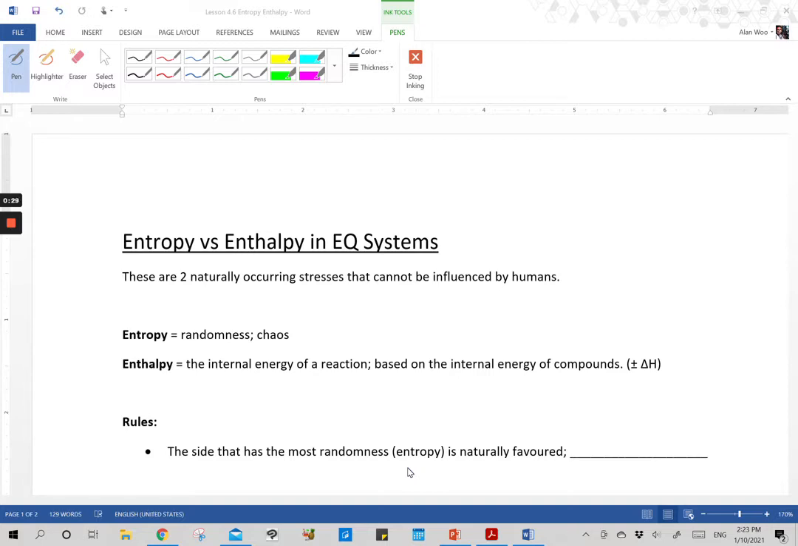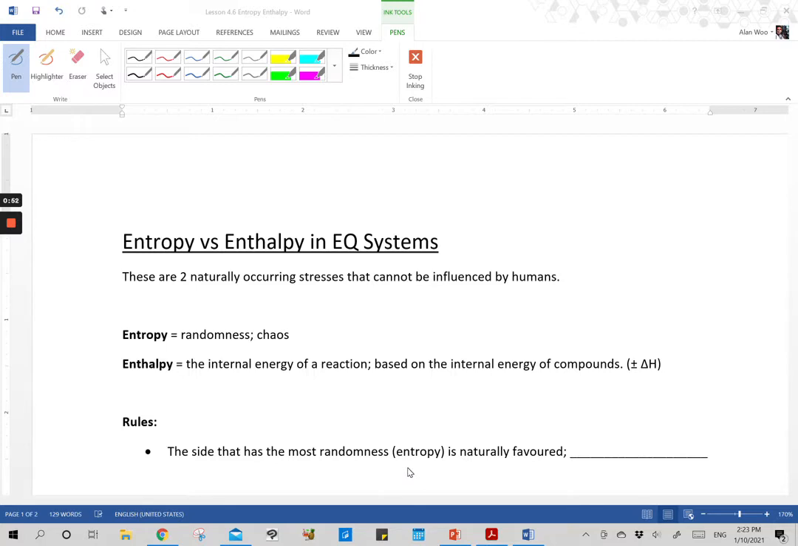Now, along a similar idea, nature has certain types of stresses which cause a natural shift. And these natural stresses cannot be influenced by humans. Okay, so we're going to take a look at these two stresses. The first one is called entropy, the second one is called enthalpy.